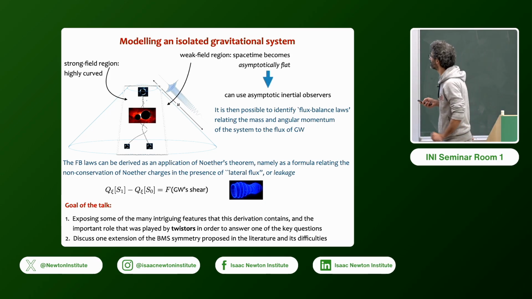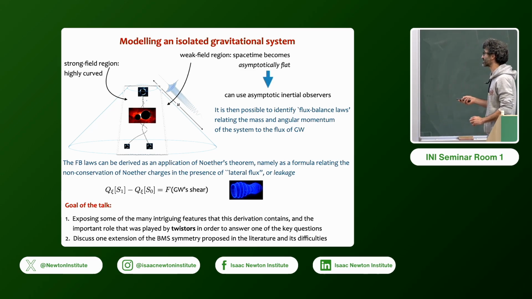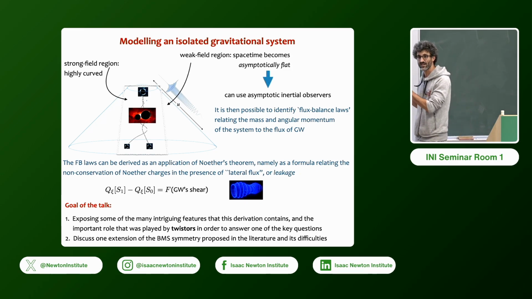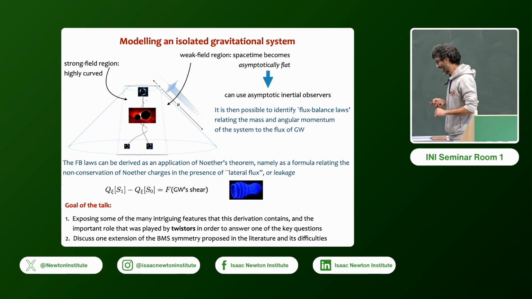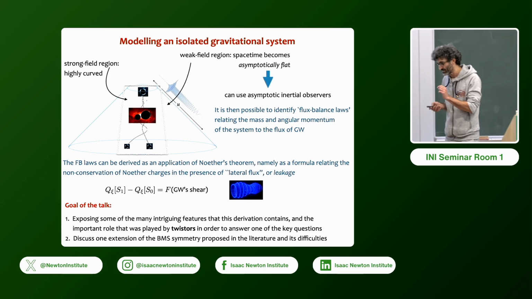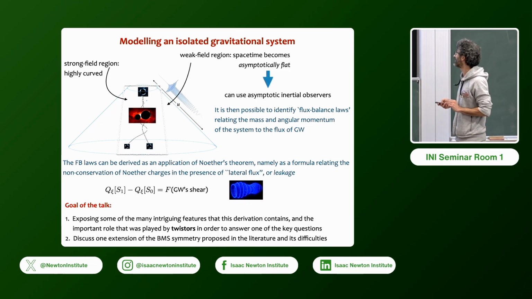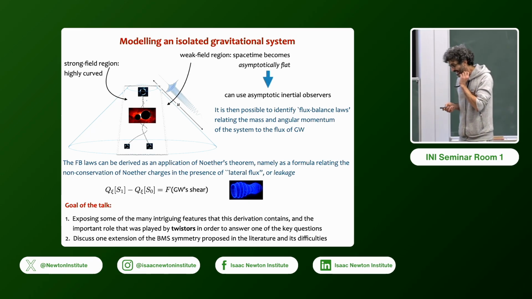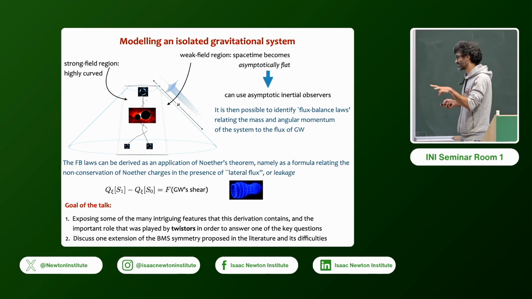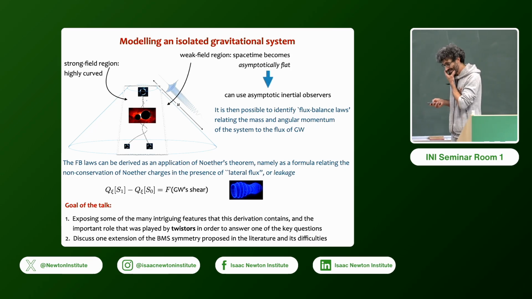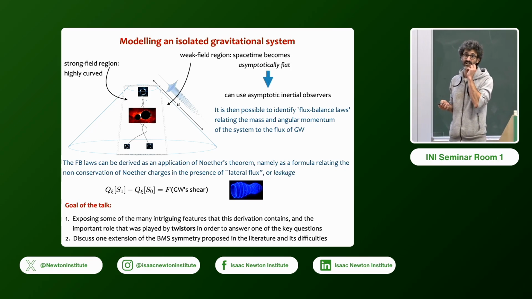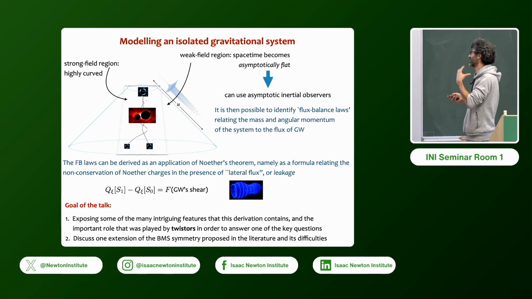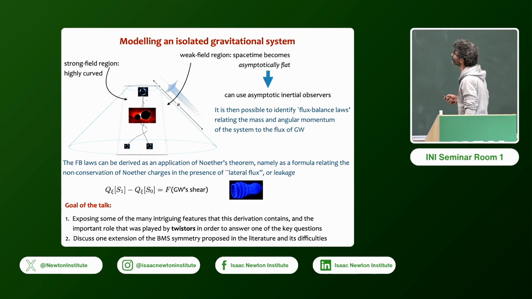So the goal of my talk is, I have two goals. First, I would like to expose some of the features that allow you to understand these flux balance laws as a realization of Noether's theorem, and especially the role that twistor theory played in clarifying one of the most important questions in this field, which had to do with angular momentum. And then also discuss some of the extensions, particularly of the standard BMS symmetries that are of interest in recent research, and what the difficulties are in making these ideas work.